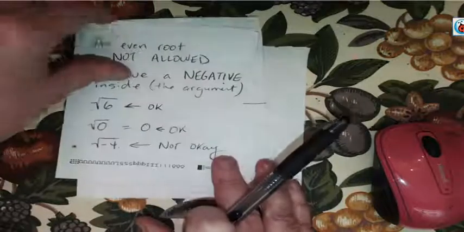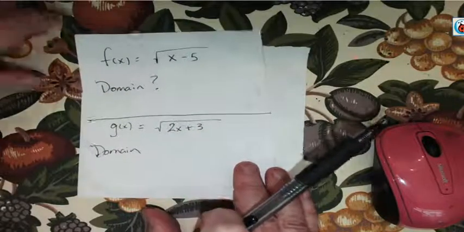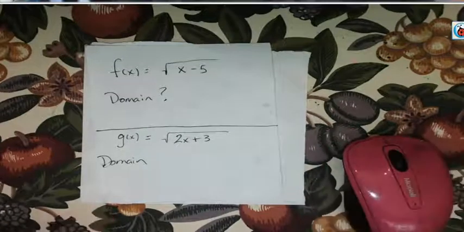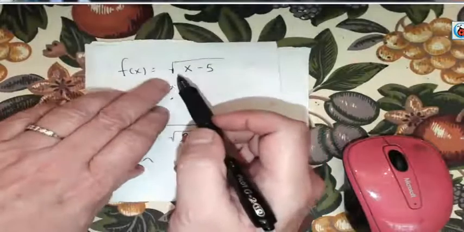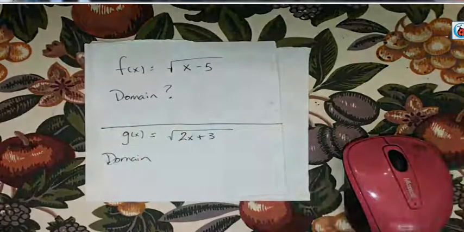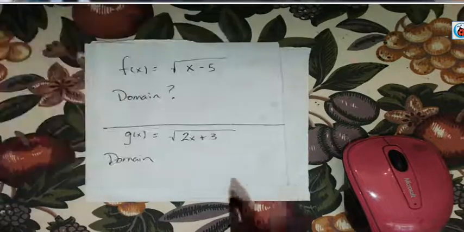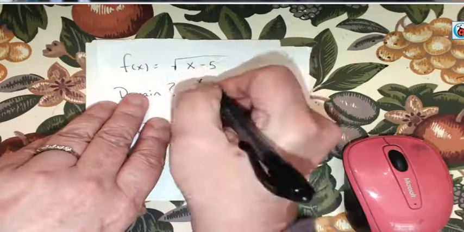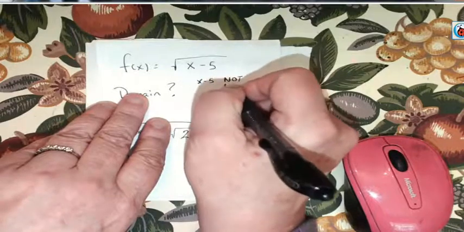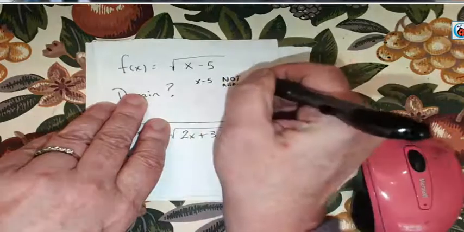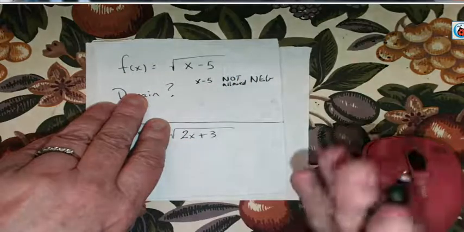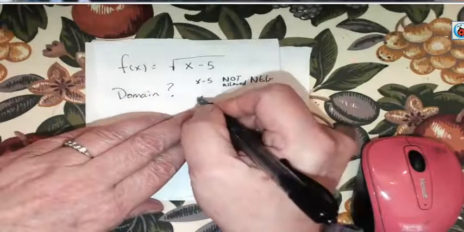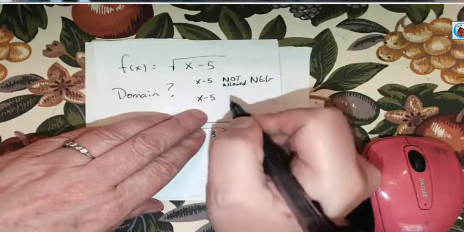Okay, so what happens if my function is this, the square root of x minus 5? What is allowed? Well, the inside here cannot be negative. It's not allowed to be negative. So what is it allowed to be? And don't say it's allowed to be positive. That's not correct. What does not negative mean? It means it can be 0 or it can be positive.